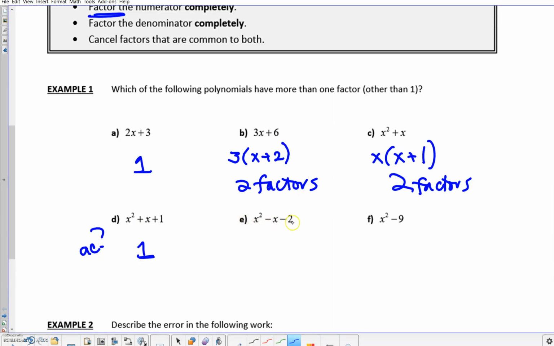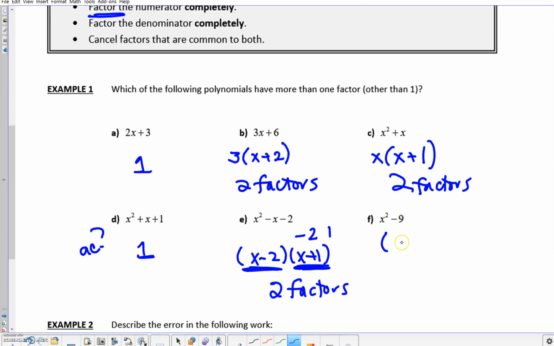X squared minus x minus 2. Now there are 2 numbers that multiply to be negative 2, which would be negative 2 and 1, that add to be negative 1. So this actually factors into x minus 2 times x plus 1. So there are 2 factors. x minus 2 is the first factor, and x plus 1 is the second. And x squared minus 9 does not have a GCF, has 2 terms. And remember, the other way to factor 2 terms is x minus 3 and x plus 3. So again, there are 2 factors here.